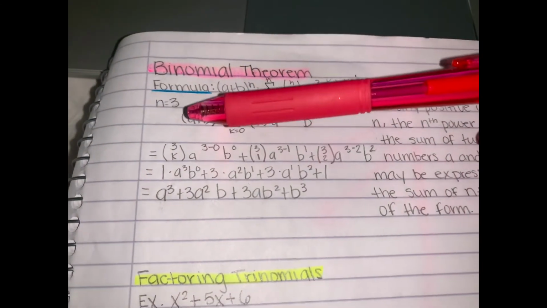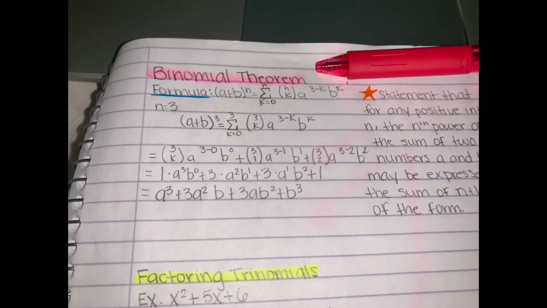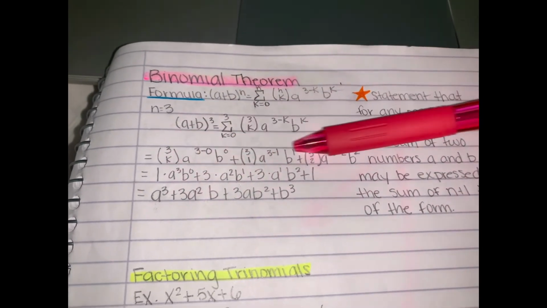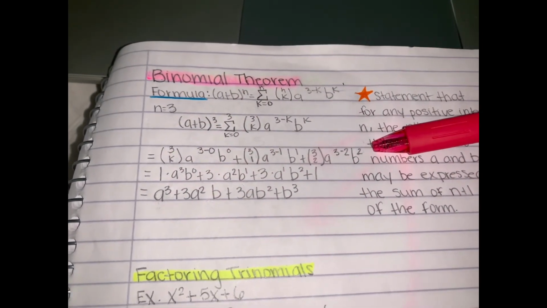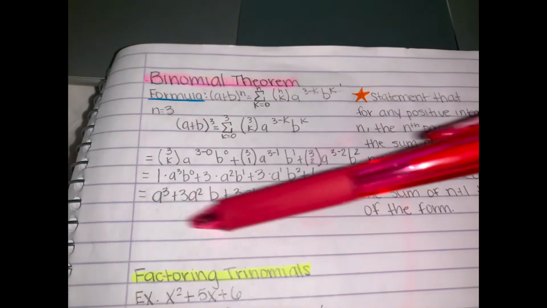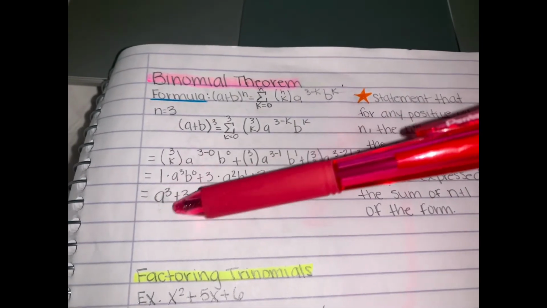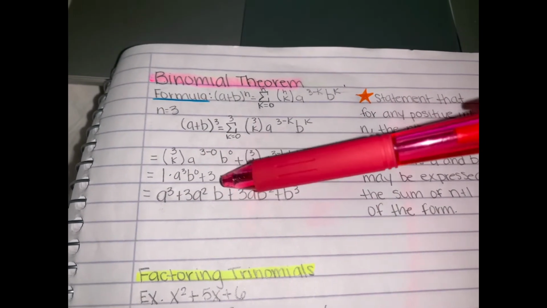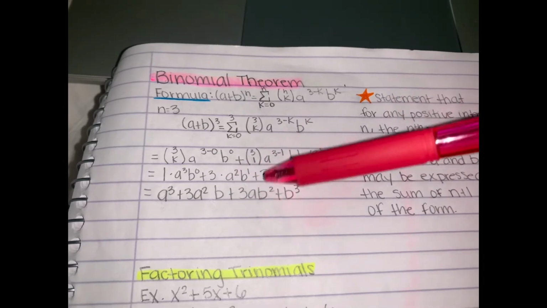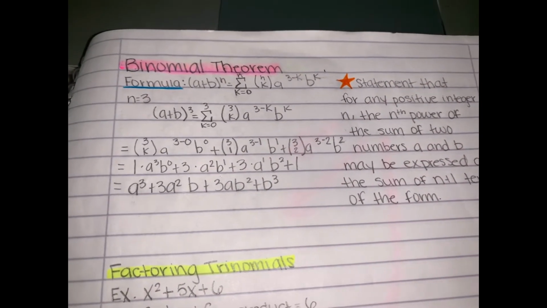So here I wrote that n equals 3, and then I plugged that into my formula and then solved it out here, and then continued on and ended up getting a to the third plus 3a squared b plus 3ab squared plus b to the third for the binomial theorem.